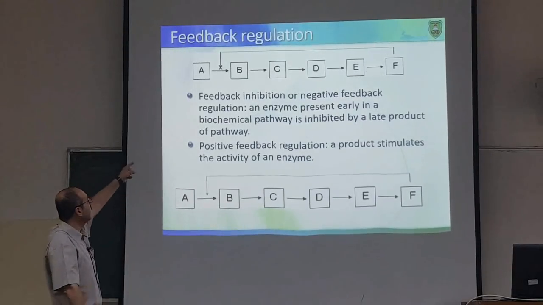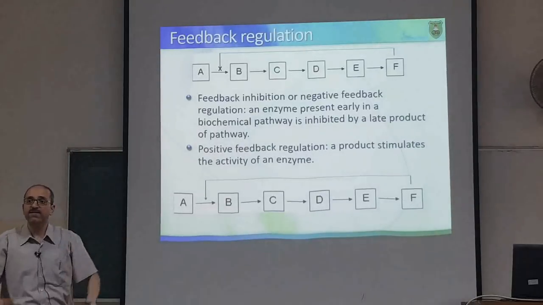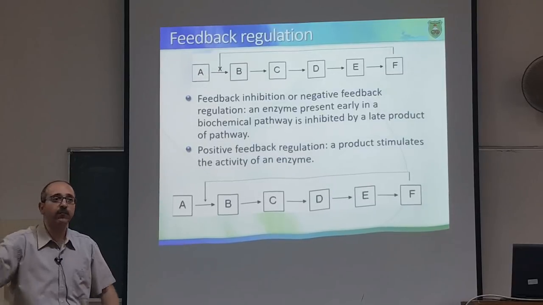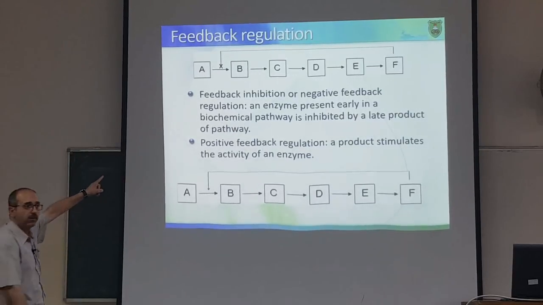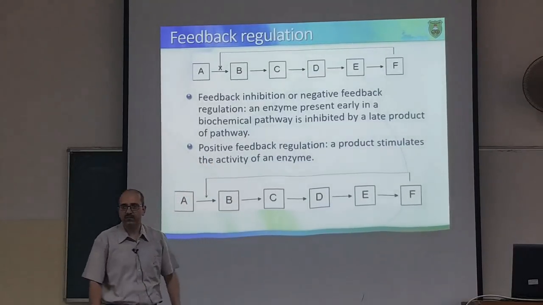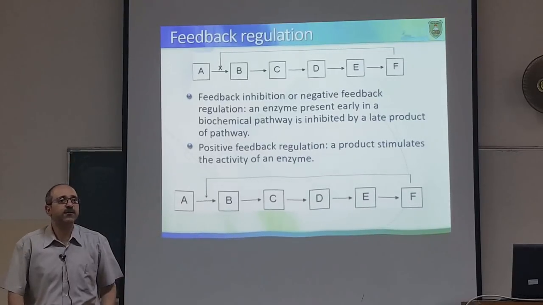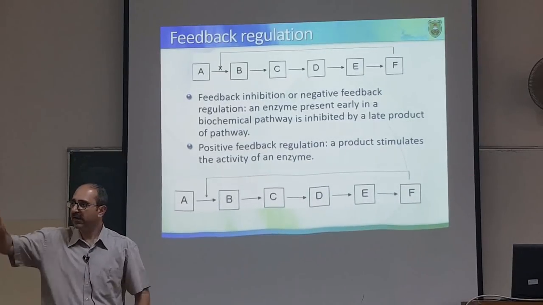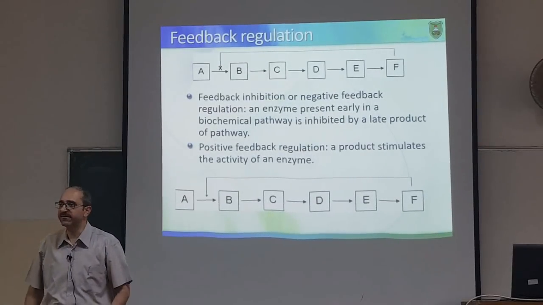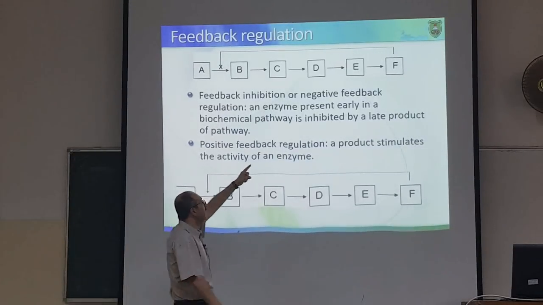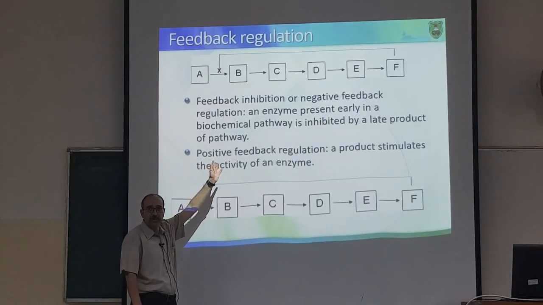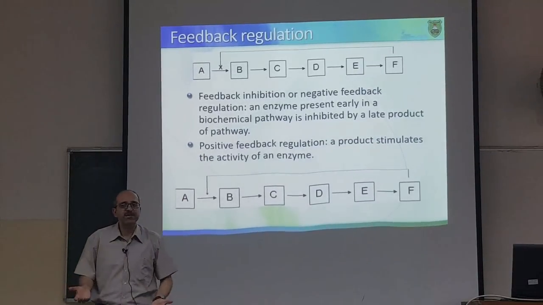Any pathway, A to B to C to D to E to F. The final product, once it increases in level, can bind to an early enzyme catalyzing one of the early reactions, inhibiting it. This is called feedback regulation. Feedback can be negative or it can be positive. It can be negative, for example, in that pathway they have inhibition of the first enzyme. Why? It's a way of controlling metabolism.